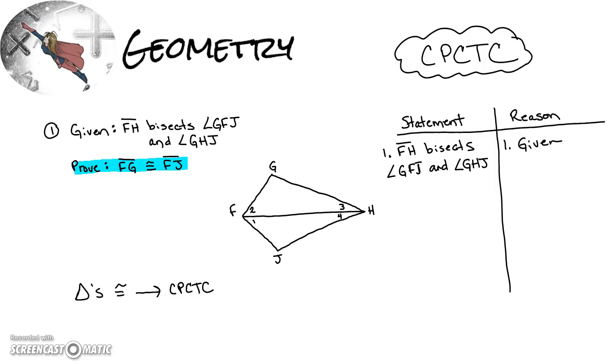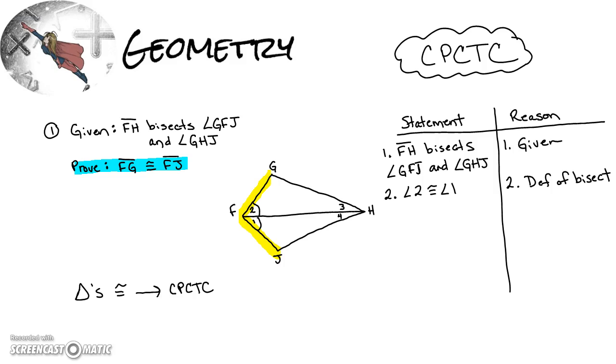So let's look. If FH is bisecting angle GFJ, so that's GFJ over here, that means it's cutting it in half. So that would tell us that angle 2 is congruent to angle 1. So even if we don't quite know how we're going to do the rest of the proof, let's at least say that angle 2 is congruent to angle 1. And it's because of the line that's bisecting, so you could just say definition of bisect.